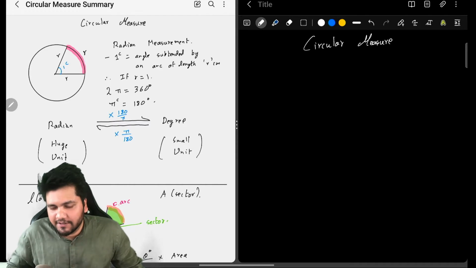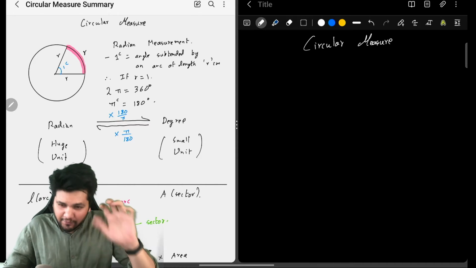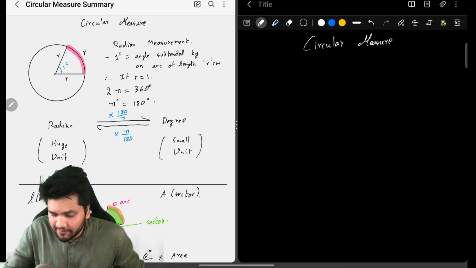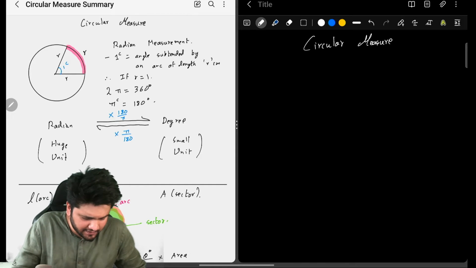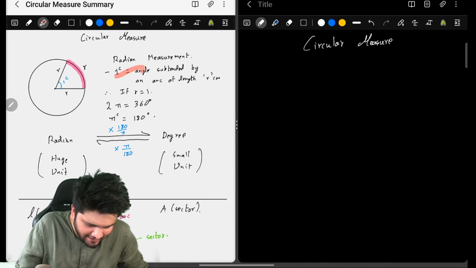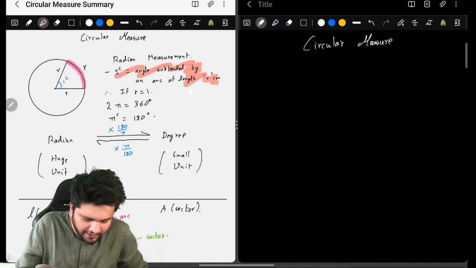So let's start with circular measure, everyone. Now, the first thing we talk about is radian measurement here. So what is radian measurement? As you can see, 1 radian is the angle subtended by an arc of length r centimeter.